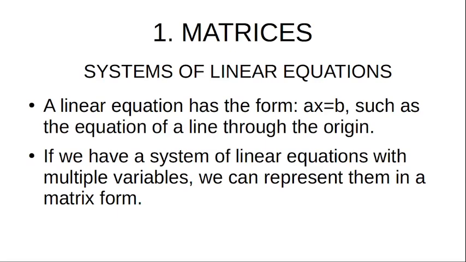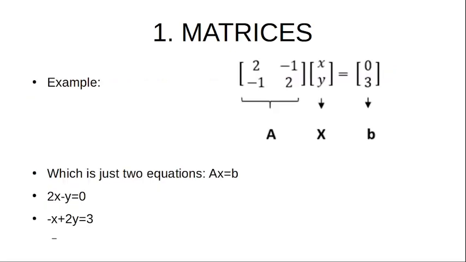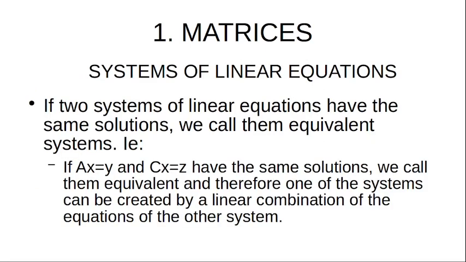Now, if you have such a system, we can represent it in matrix form. Consider the one given here. The equations given below are 2x - y = 0 and -x + 2y = 3. Since x and y are common to both equations, we can represent it in terms of a matrix, where the coefficients 2, -1, -1, 2 can be represented as A, and the right side can be represented as 0, 3. Basically, it follows from matrix multiplication, which we've talked about previously.